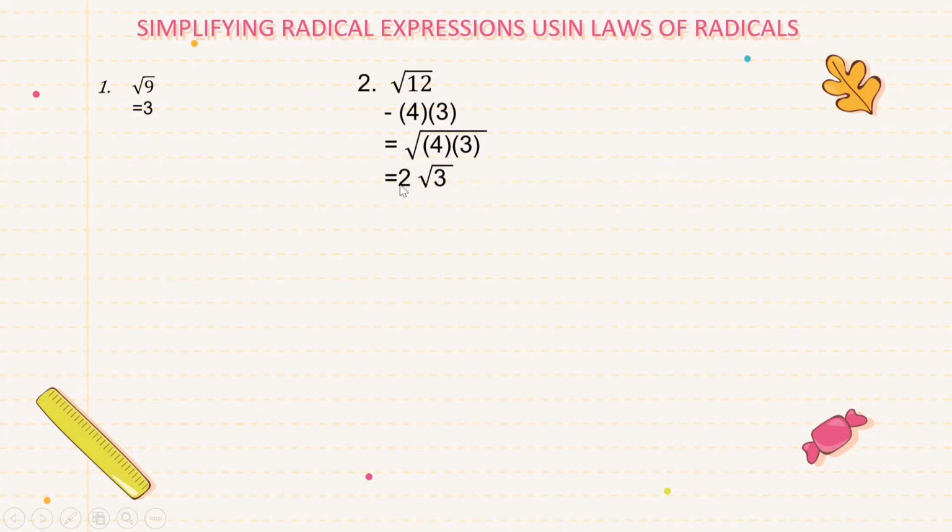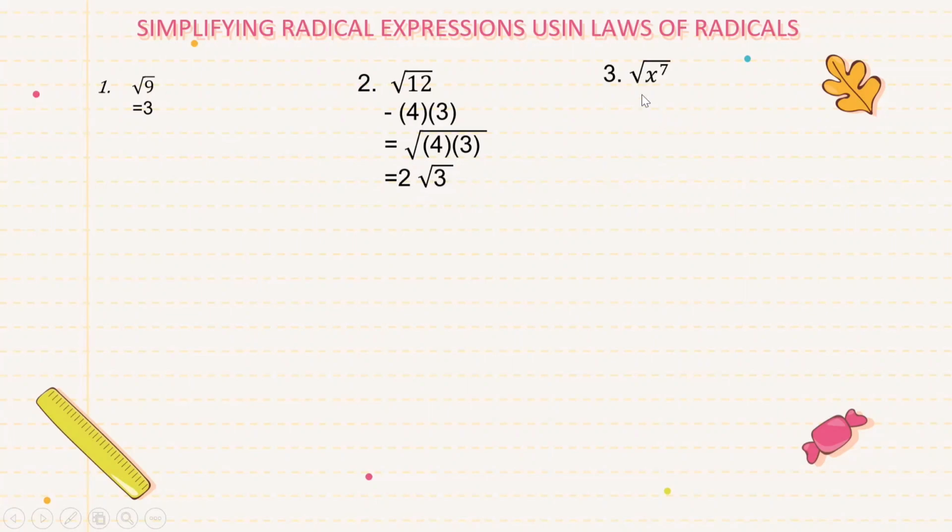So the square root of 4 times 3 is equal to 2 square root of 3. So paano siya naging ganyan? Because the square root of 4 is 2, kaya siya natin nilabas na ganyan. And yung 3 is maiwan siya sa loob ng radical sign. So our final answer would be 2 square root of 3.